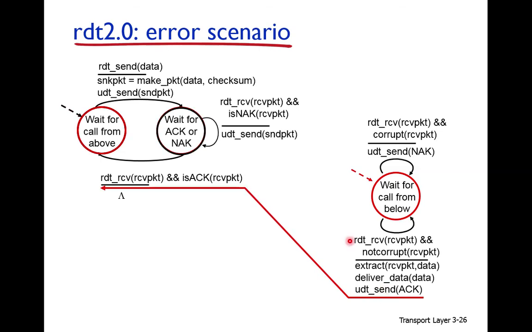When the sender receives the positive acknowledgement, it moves from the waiting state for acknowledgement to the waiting state for data. Here it was waiting for the acknowledgement or negative acknowledgement, and now it is waiting for the next data. Because the data is delivered correctly, when the acknowledgement is received, the sent packet is discarded. And now it is waiting for the next data from the application layer.